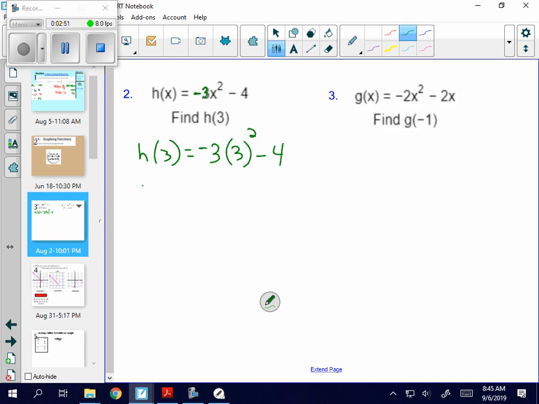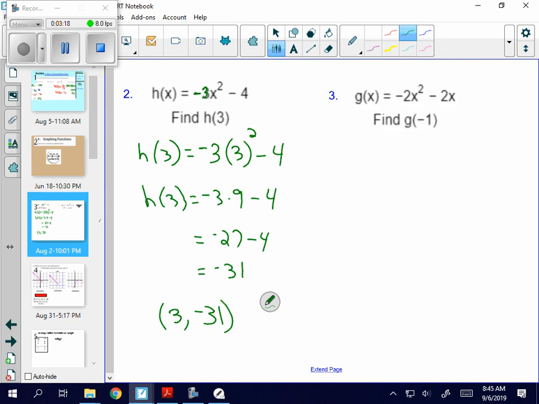So h of 3 is equal to negative 3 times 3 squared, which is 9, minus 4. Remember, you do have to use your order of operations. We will square before we multiply. That gives us a negative 27 minus 4. And we get a negative 31. Just so you'll remember, we do have the ordered pair 3, negative 31.